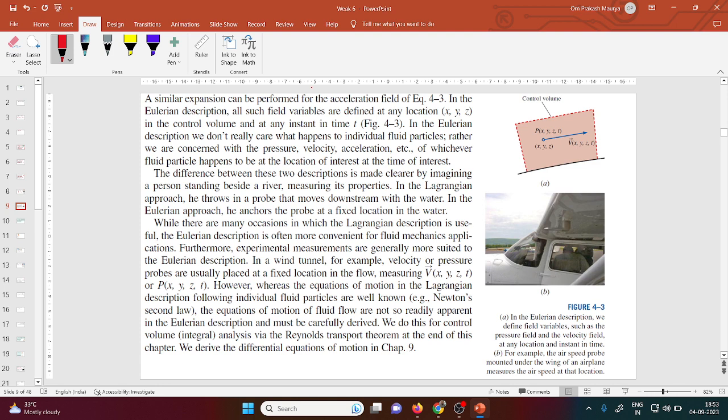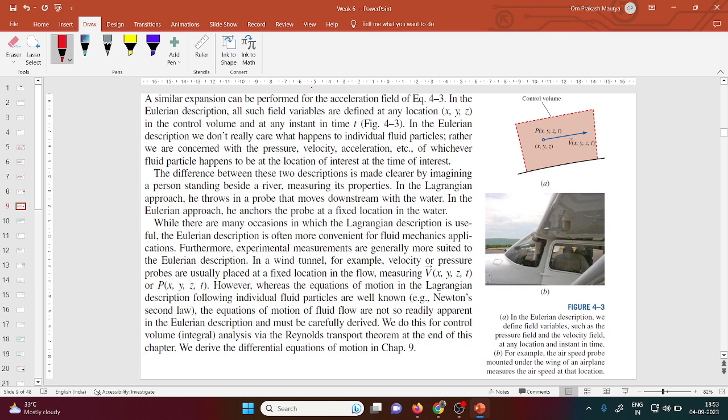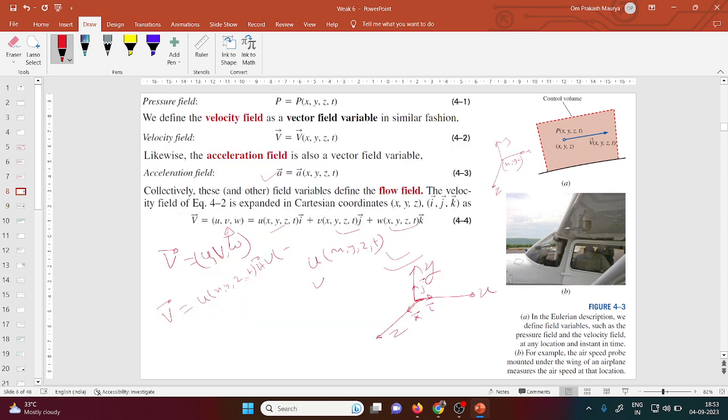Now moving on to the next thing. Flow field means what? You can simply understand it as the flow domain. Flow domain means, let's say, the pipe flow, and flow field means the field in which the flow is flowing.